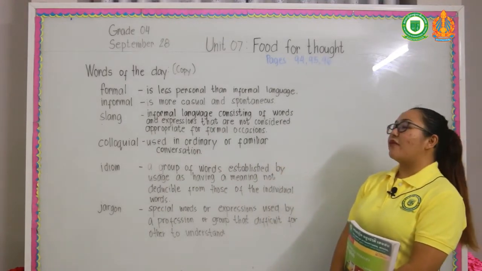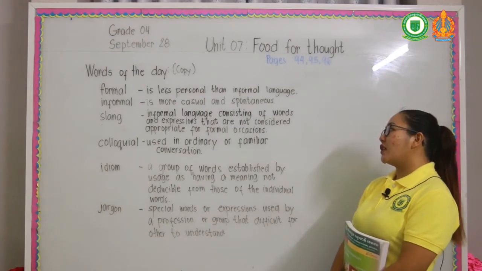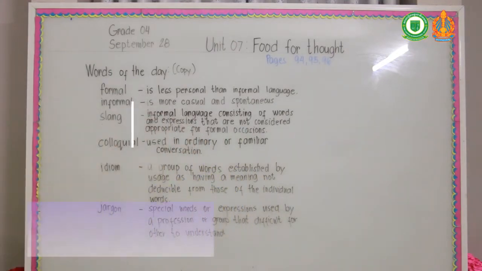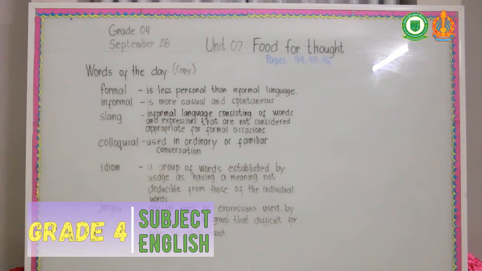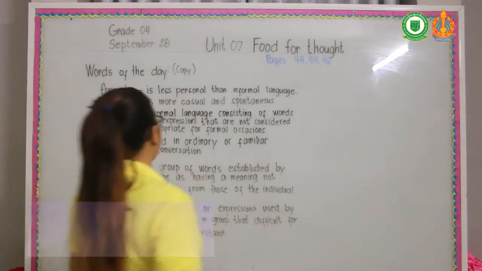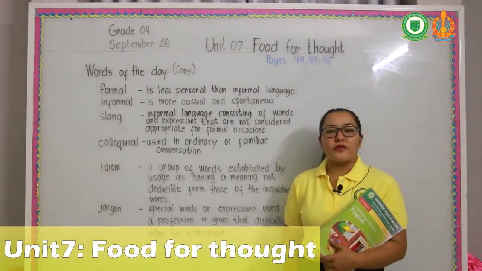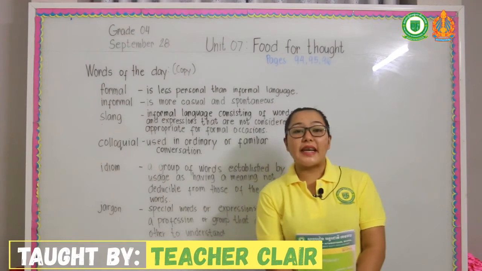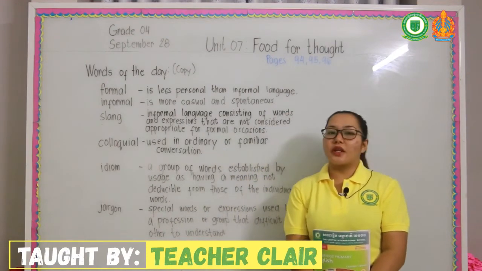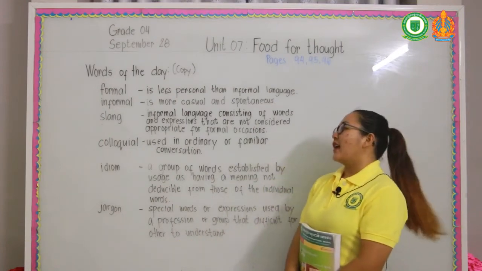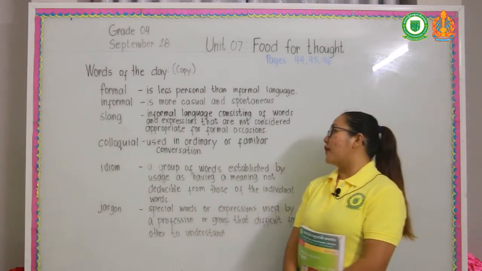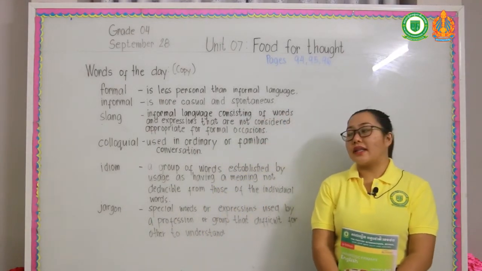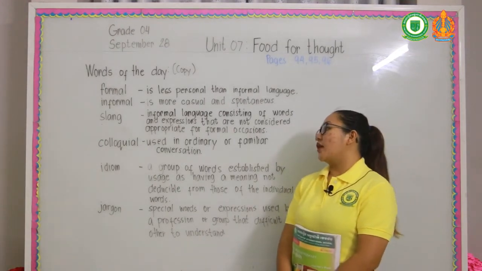Slang: informal language consisting of words and expressions that are not considered appropriate for formal occasions. So this is a kind of informal language which we do not use for formal occasions. We use this for friends as well, playmates, close friends, family. Colloquial: used in ordinary or familiar conversation. This is also a kind of informal language used in ordinary or familiar conversation.